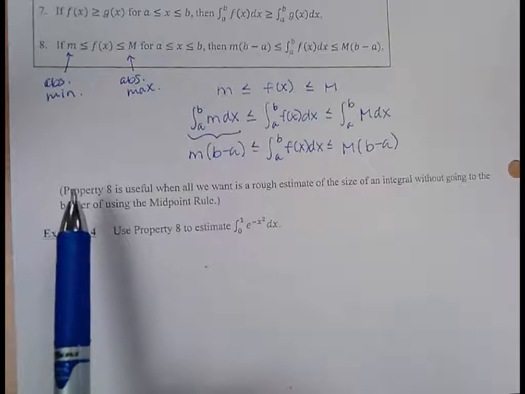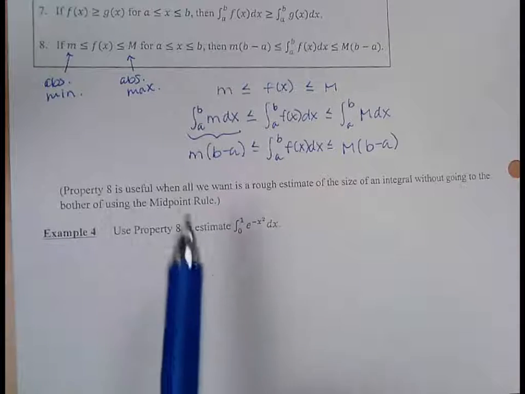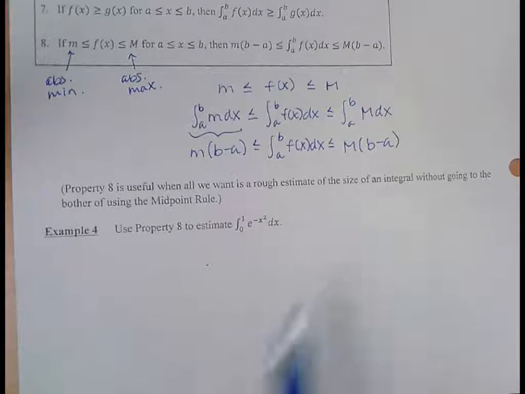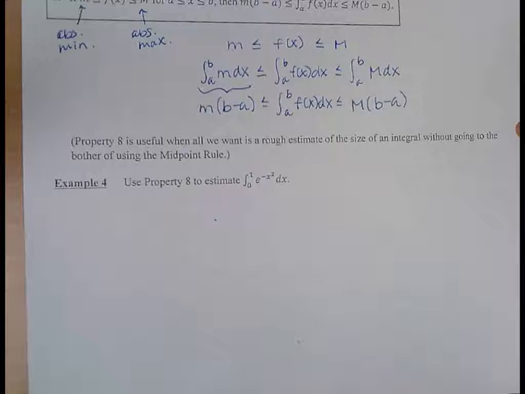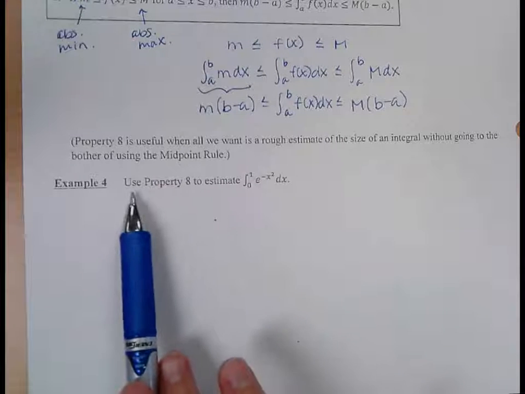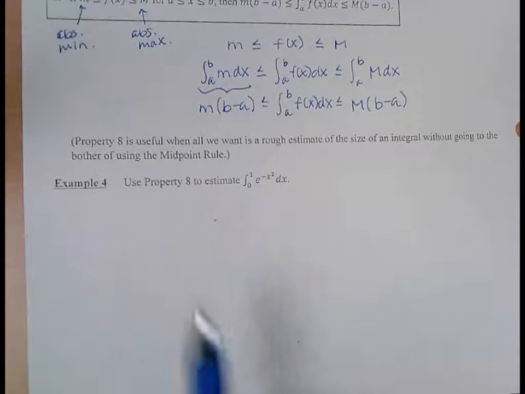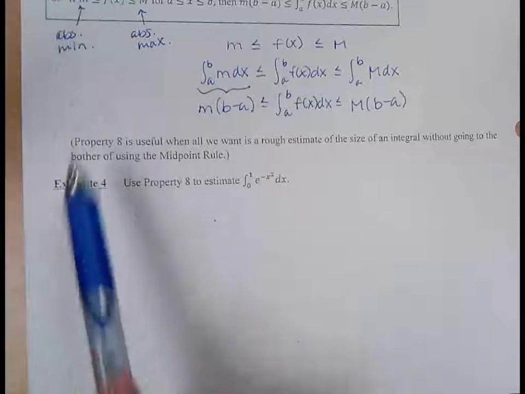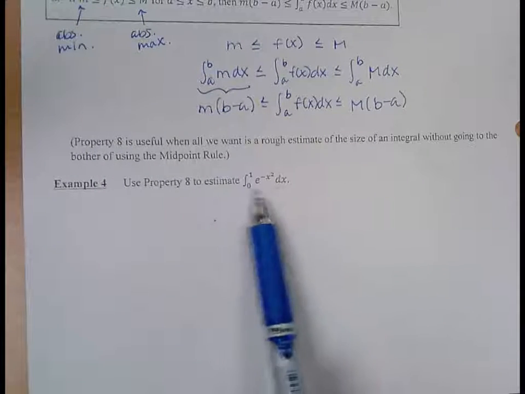So it does say below when you would use this property. Useful when all we want is a rough estimate of the size of an integral without going to the bother of using the midpoint rule or finding a more specific estimate. So they might just want a rough estimate of two values that's in between. This is one way to get that estimate. So I just want to show you how to use that property. And some problems, again, in the practice will say use property 8, so it is numbered how it is in the book, to estimate the value of this integral.